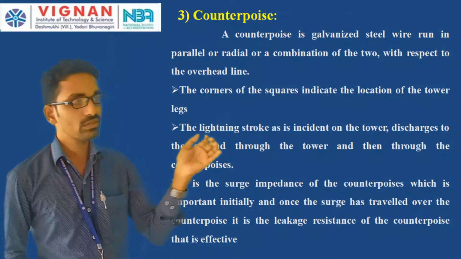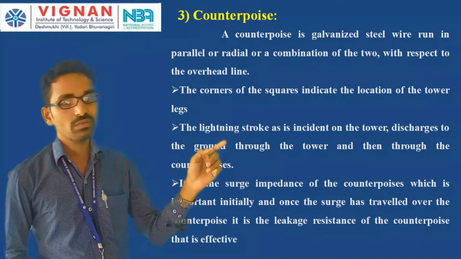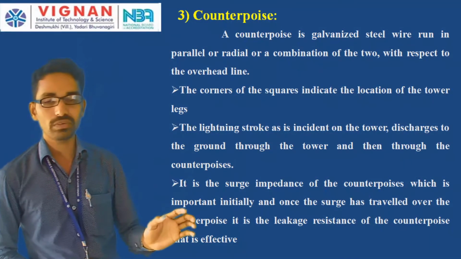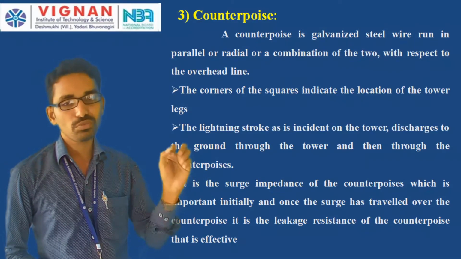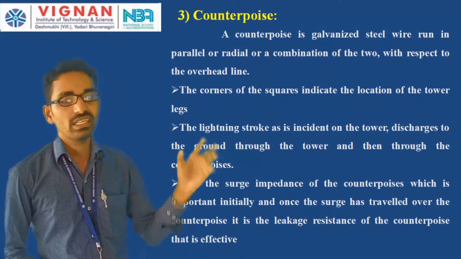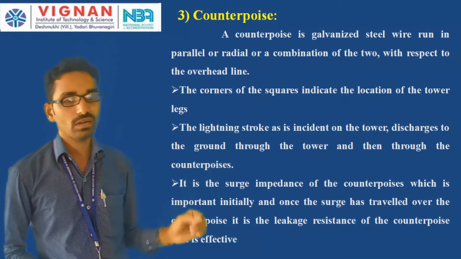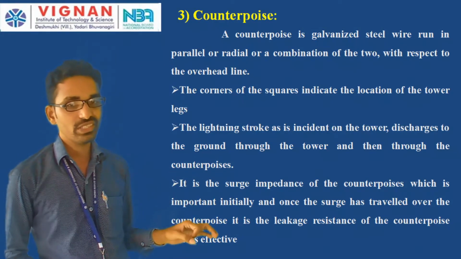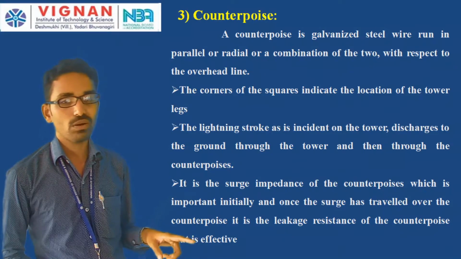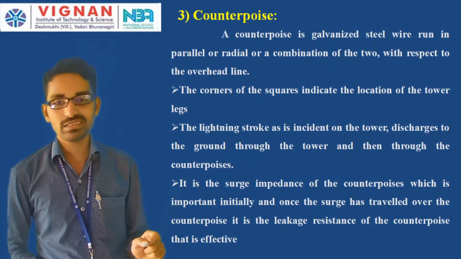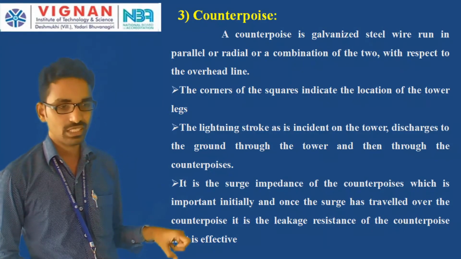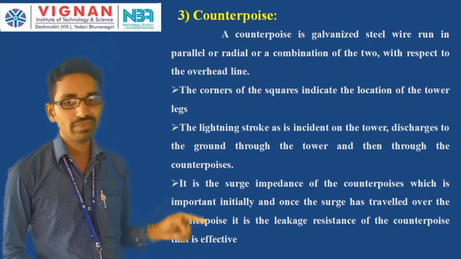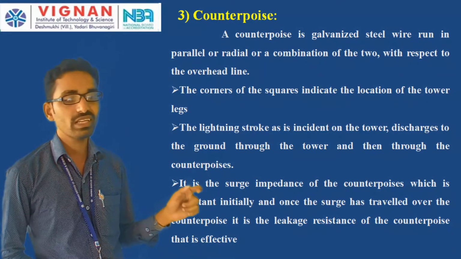So it reaches the ground. That means first it reaches the tower, then it reaches the counterpoise, and after that it reaches the ground. This counterpoise is used to provide low resistance, so that it directly sends the lightning to the ground. It is the surge impedance of the counterpoise which is important initially. Once the surge has travelled over the counterpoise, it is the leakage resistance of the counterpoise that is effective. So the leakage resistance must be very low. If the leakage resistance is very low, then the counterpoise works very effectively.